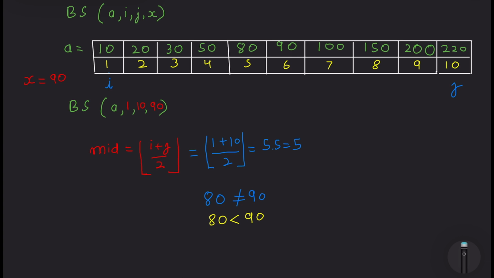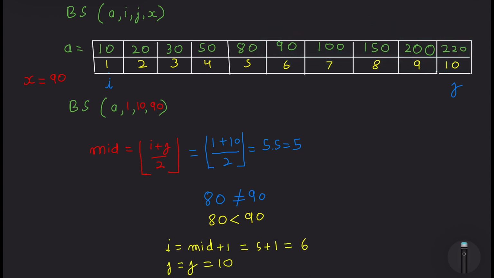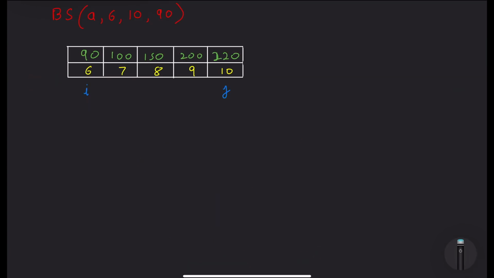Here you can see that all the elements on the left side of the mid element are smaller than the mid element. Every element on the left side of 80 is smaller than 80 because the array is sorted, and we need to find 90, which is bigger than 80. So we will search on the right side of the array. So we will change the value of I to mid plus 1, which is equal to 6, and j will remain the same as 10. Now we will call the binary search function again with the updated values of I and j. So the new value of I is 6 and j is 10.